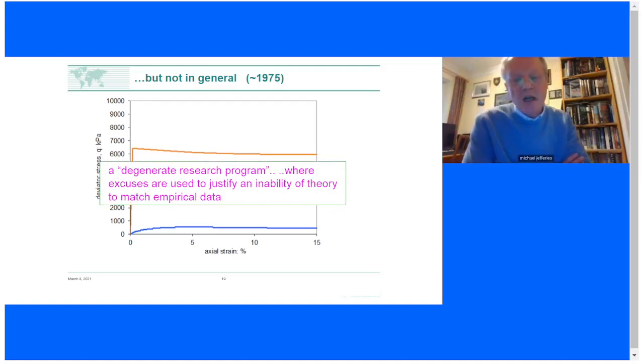If you search critical state soil mechanics on Wikipedia, you'll find the words I put here on the slide in pink. They call it a degenerate research program. And that's their phraseology, not mine, where excuses are used to justify inability of the theory to match empirical data. And that is why most of you have not been taught critical state soil mechanics as part of your geotechnical education, and why you don't have a grasp of why void ratio matters. Because this view you see in Wikipedia is widely held in academia.